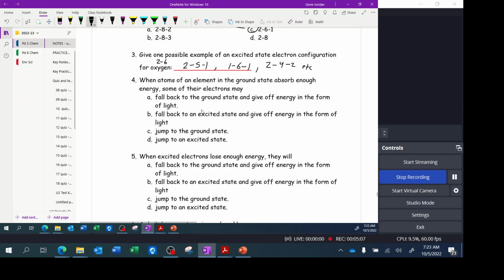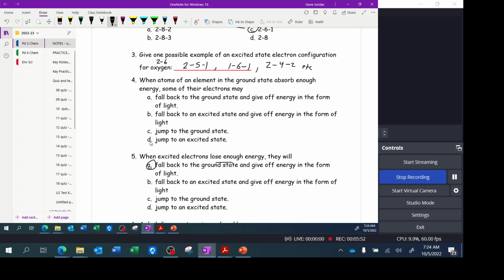When atoms of an element in the ground state absorb enough energy, some of the electrons may do what? Well, if it went from a ground state and it absorbed energy, it should be able to fall back to the ground state and give off energy in the form of light. When excited electrons lose enough energy, they will again fall back to the ground. Oh, wait. No. I have to be careful here. Let's go back to this one. When atoms of an element in the ground state absorb enough energy, some of the electrons... Okay, this is absorbing. My bad.